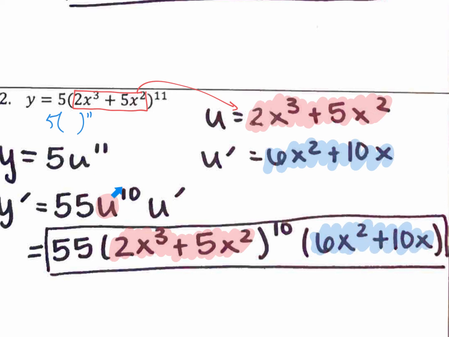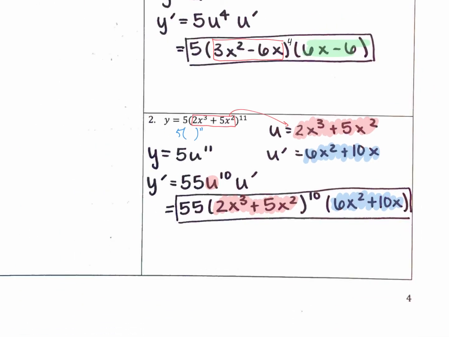So we're taking the derivative of the outer function, we leave the inside untouched, and then you multiply by the derivative of whatever that inside function was.